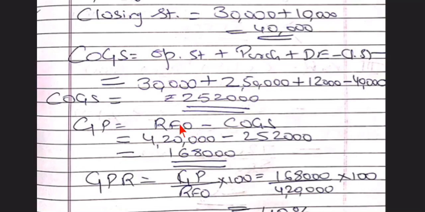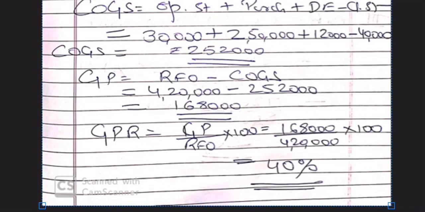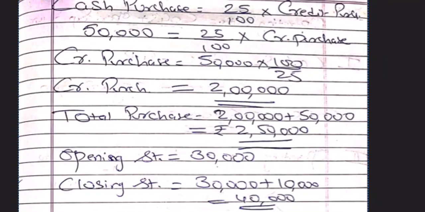Now we have both the things, RFO and COGS. So RFO minus COGS is 1,68,000. RFO we calculated as 4,20,000 and COGS as 2,52,000. So 1,68,000, and by putting the formula again we calculated the value of your gross profit ratio, that is 40%. In this way, these kinds of critical questions will be solved. Okay, clear? Go through the video once again, revise these things, understand the concepts properly, and then you will be able to understand the question properly.